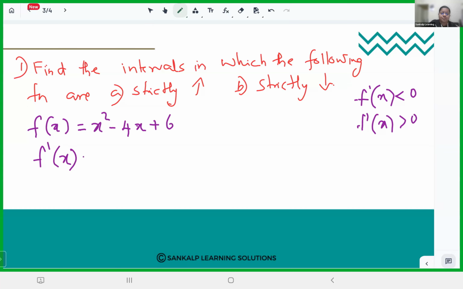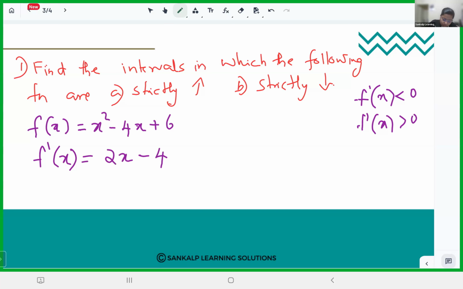So what is f dash of x? The derivative of x square minus 4x plus 6. The derivative of x square is 2x. And derivative of minus 4x is minus 4, right? And derivative of 6 is 0. So what is the derivative f dash of x? It is equal to 2x minus 4.